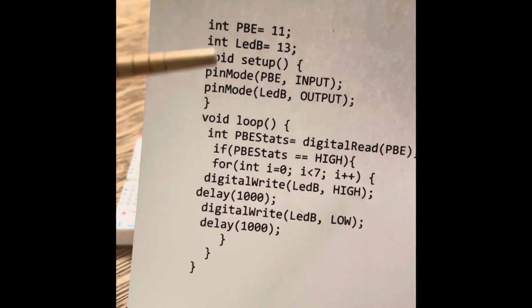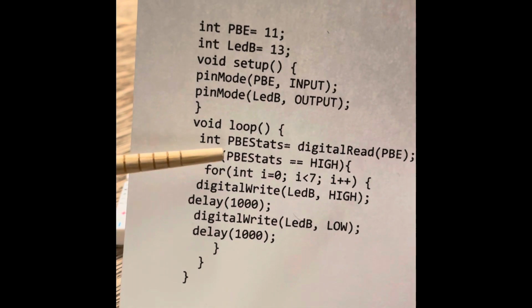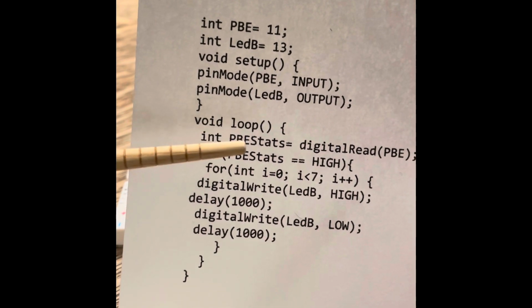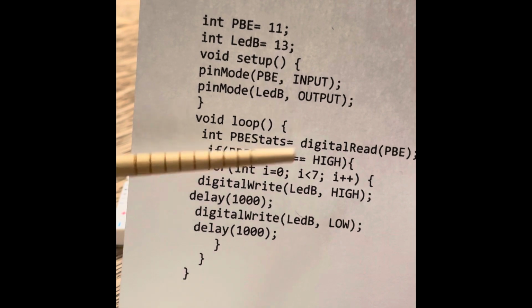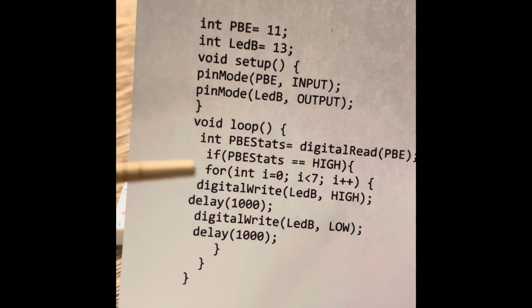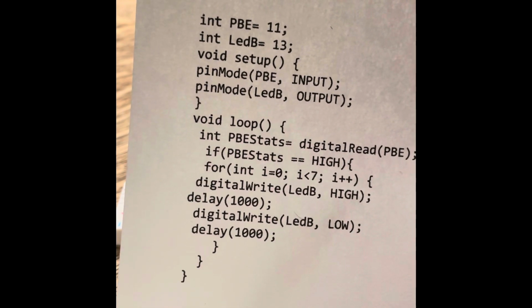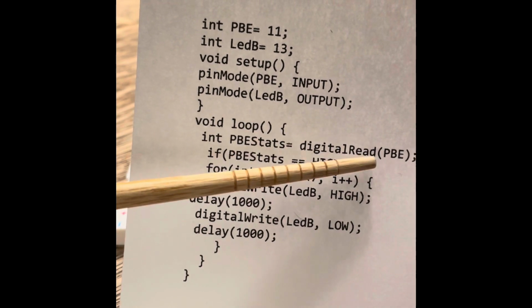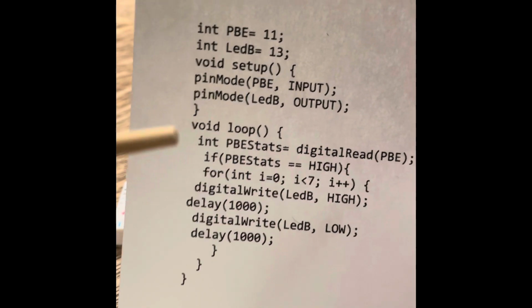Here in the void loop, we have an if statement, which says if push button E stats is on or high, it'll do the for. This is checked by the digital read of push button E.